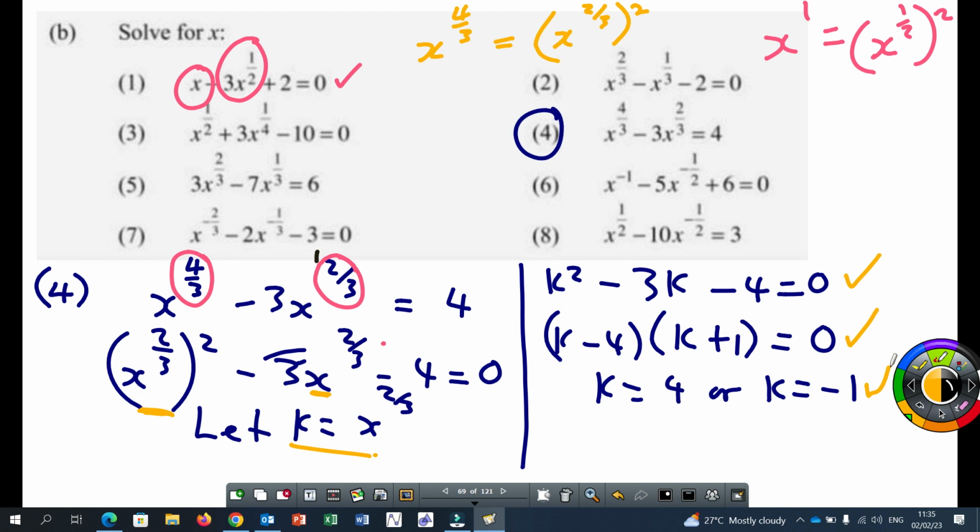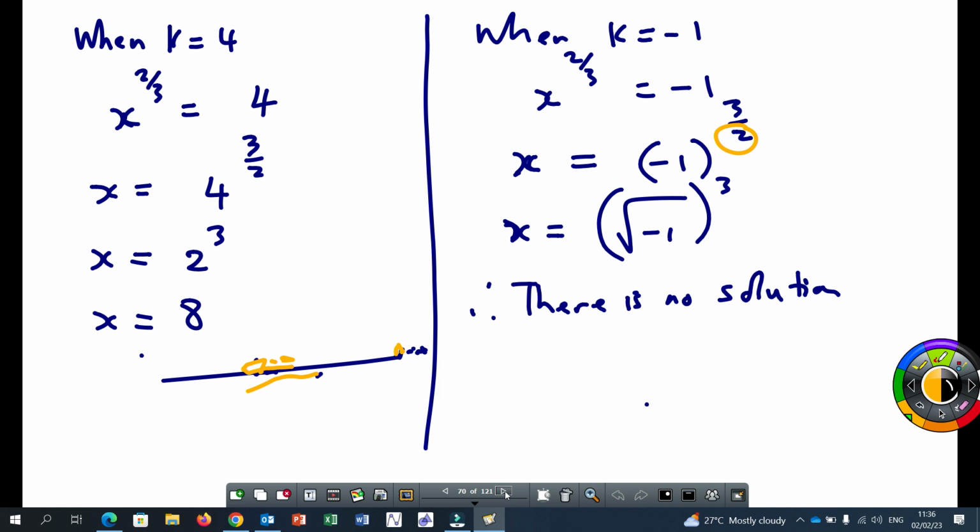Are you following there? Right? Then from here, once you get your two values of K, please be aware that you have to test both of them. Because either both of them can provide you solutions for x, or one of them may provide you a solution for x. There's also a possibility that both of them may not provide you a solution for x. So you have to test both. So if we start with K equal to 4, you get x to the power of 2 over 3 is equal to 4.